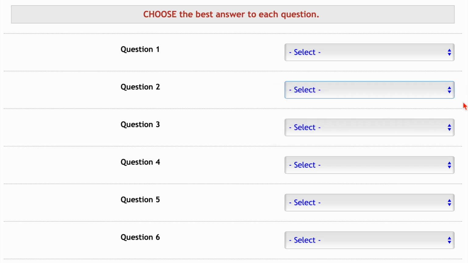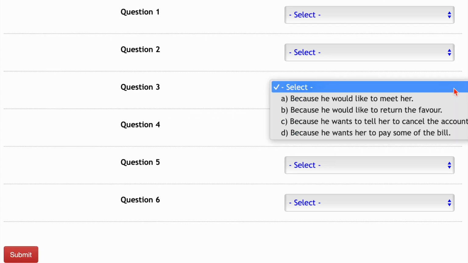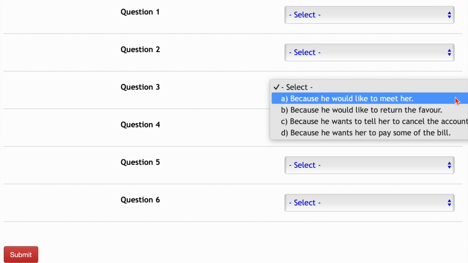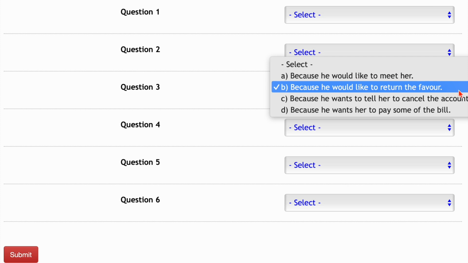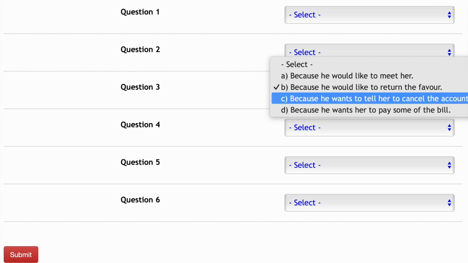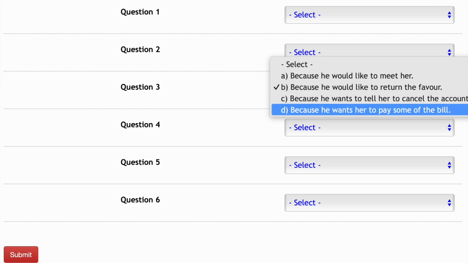Question 3. Why does the man want information about the former tenant? Because he would like to meet her, because he would like to return the favor, because he wants to tell her to cancel the account, because he wants her to pay some of the bill.